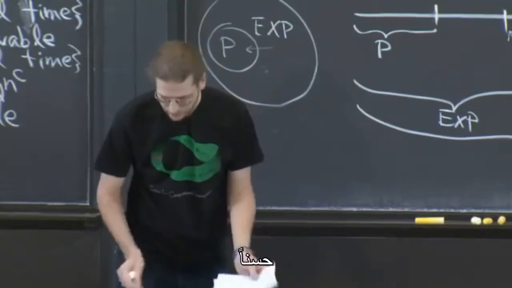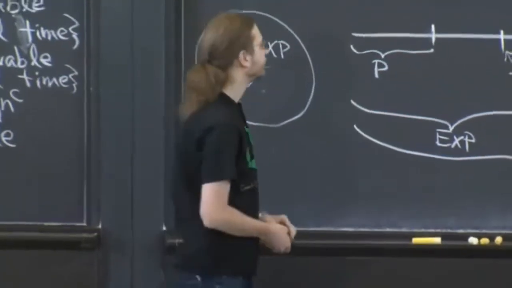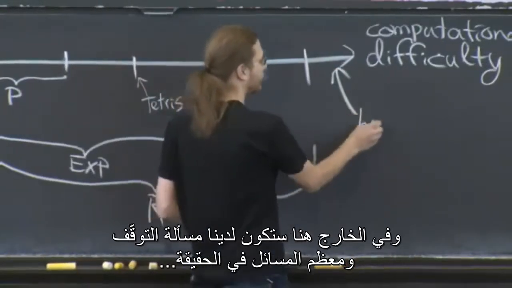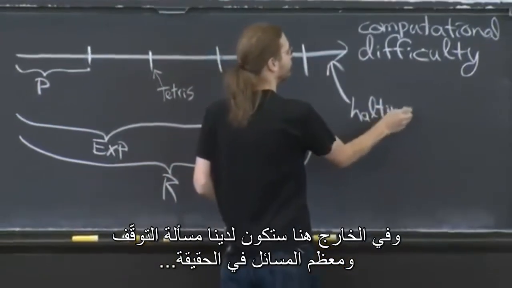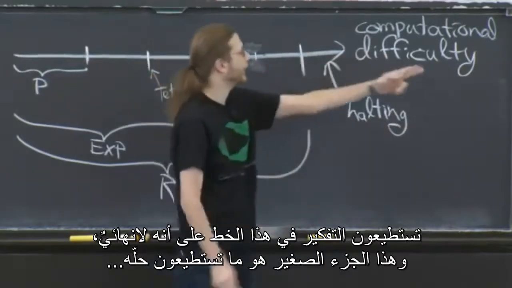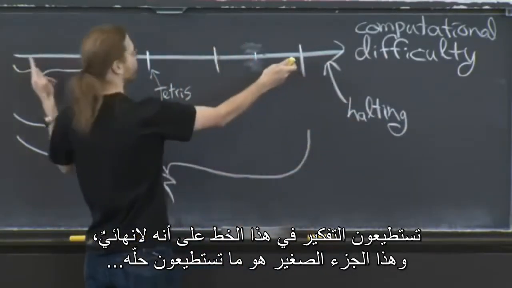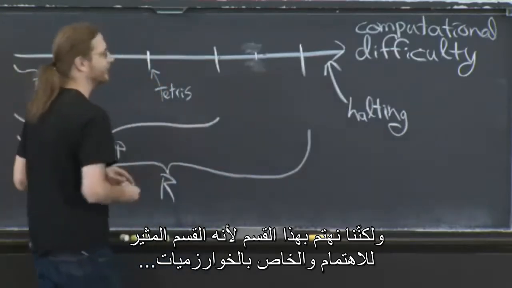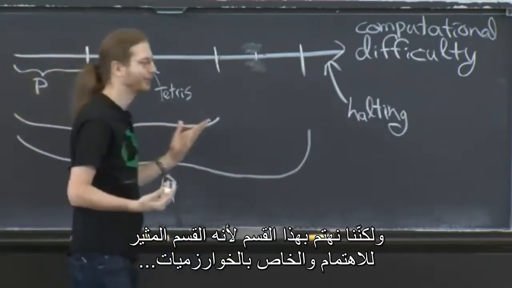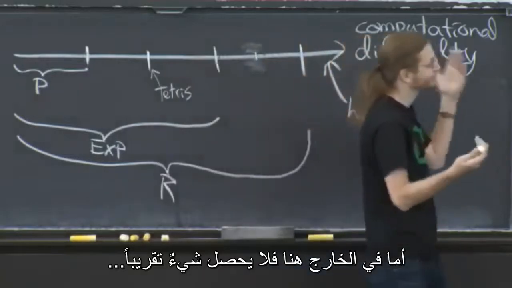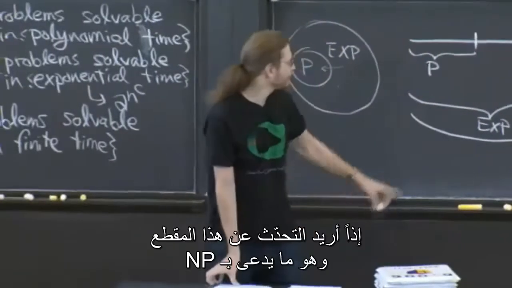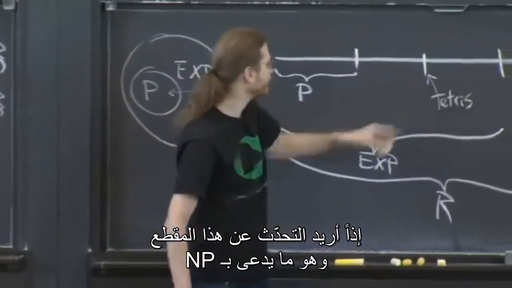All right. So that's all I'm going to say about R. So out here, we have the halting problem and actually most problems. You can think of this as an infinite line, and then there's just this small portion, which are things you can solve. But we care about this portion, because that's sort of the interesting stuff. That's what algorithms are about. Out here, kind of nothing happens. So I want to talk about this notch, which is NP.